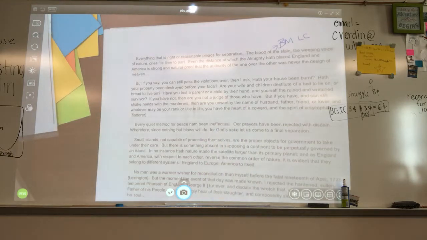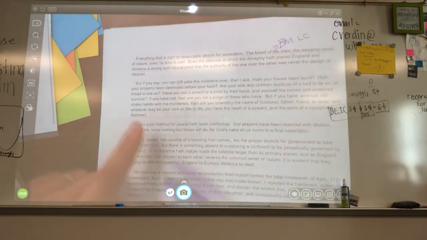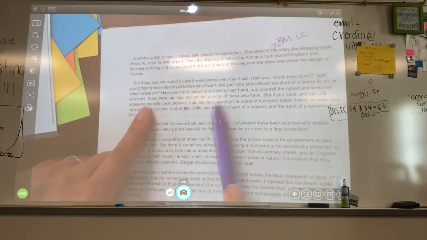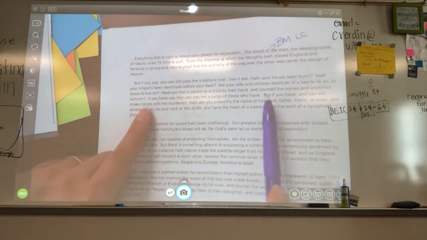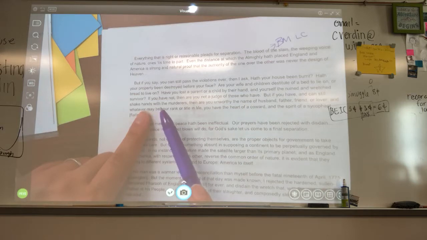He's saying, if you've lost land, if your property's been destroyed, if you don't have your bed or your food, and you've lost your family, if you have not, then you are not to judge those who have. But if you have, you lost that stuff, they killed your wife, they took your property, if you have, and you can still shake hands with the murderers, then you are unworthy of the name husband, father, friend, or lover. "And whatever may be your rank in life, you have the heart of a coward." Okay, is this inflammatory now?